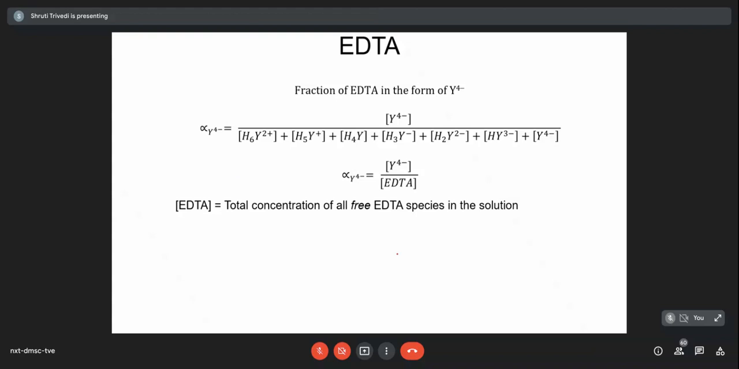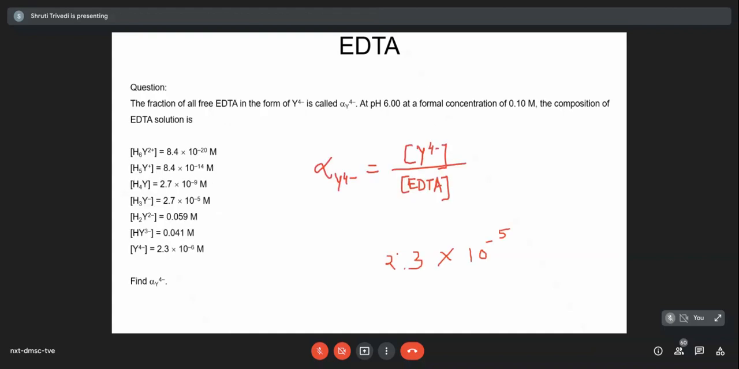So based on that, there is one simple numerical. If you can do it quickly right now, I mean, it is not going to take too much time. So here is the problem. I have written the answer, so I mean that's not the good thing. Anyways, you try it. So the question is the fraction of all.